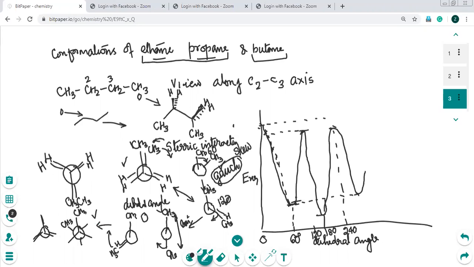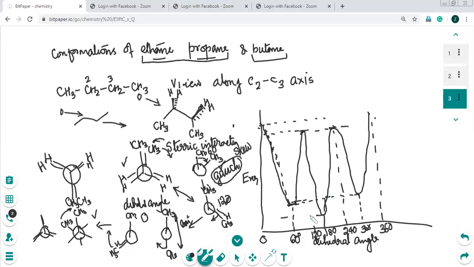Now you move this again to this, and you will reach the same as you started with. So this is 300. This is 360. You reach the original position. So you have two energy maxima and two energy minima.